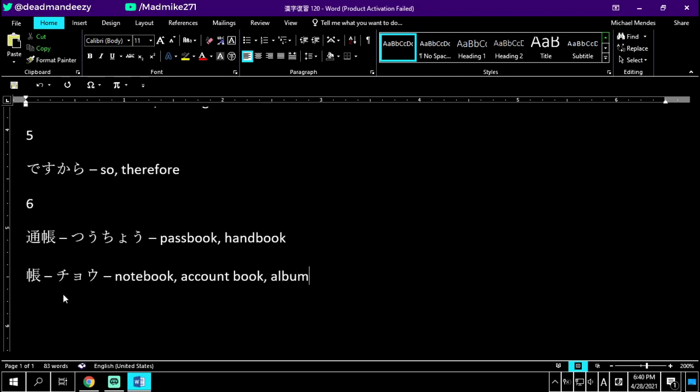On the left side, we have a towel or a cloth. On the right side, we have long. So a long cloth, back before paper, along with to pass through, is a passbook or a handbook. A handbook that you use while traveling through somewhere. Passbook or handbook.